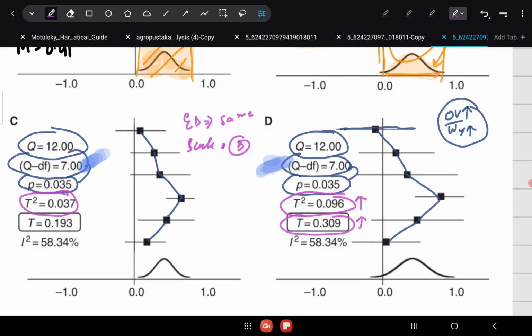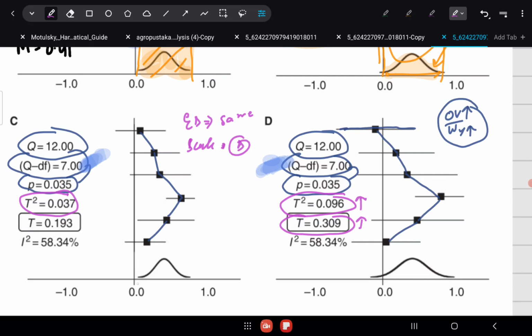Now you can compute the 95% confidence interval of the true effect size. The summary effect is not given here, but whatever the summary effect, let's say the summary effect is M, then M plus minus 1.96 into tau. So this will be a 95% confidence interval for true effect size. They have computed this and shown it in the form of this normal distribution curve. So basically what this means is how much of the variance is due to variation in true effect size.